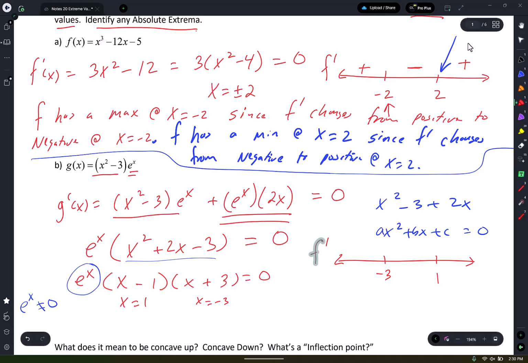Oh yeah, it is G prime. Thank you, miss. I think we still would have gotten the correct conclusion, but yeah, it's G prime, not F. Yeah, no, we have to keep the correct symbols.